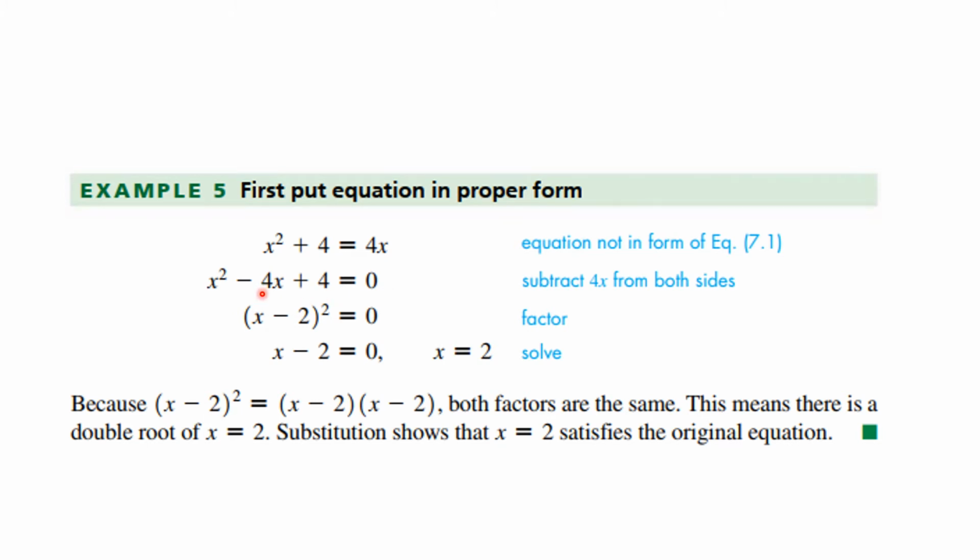Now when we factor this, we will get x minus 2 times x minus 2, which is the same thing as x minus 2 whole squared. So either x minus 2 equals 0 or x minus 2 equals 0. Either time we will get x is equal to 2. If we check, that does satisfy the original equation, and we have our solution.